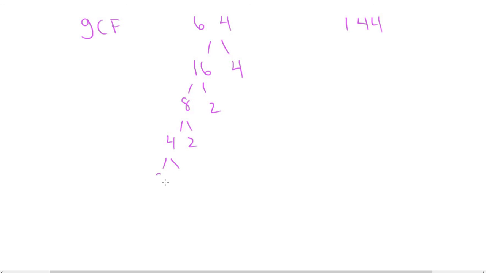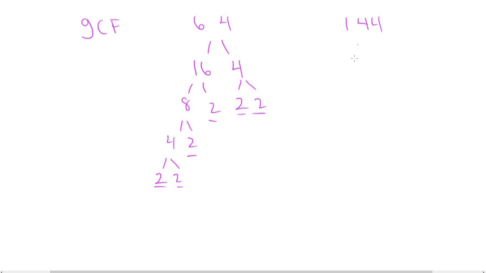Feel free to pause the video and try to find a GCF of 64 and 144. The best thing to do is build a factor tree. I'm going to go 16 times 4. 16 is just 8 times 2. 8 factors into 4 times 2, which factors into 2 times 2. All of these are prime. 4 factors into 2 times 2, all prime.